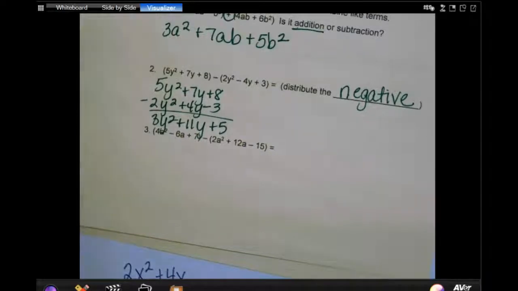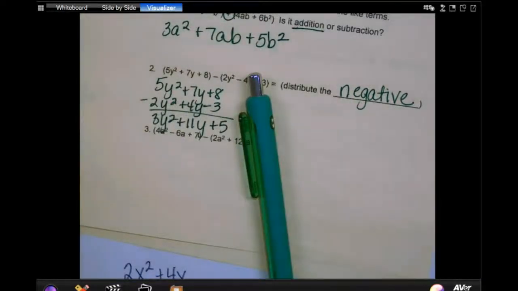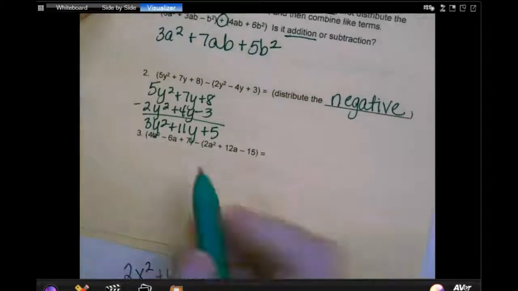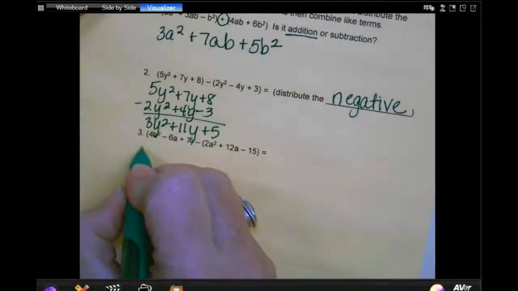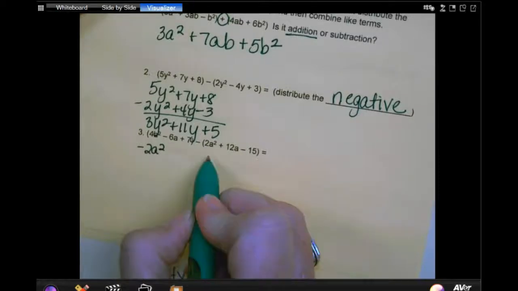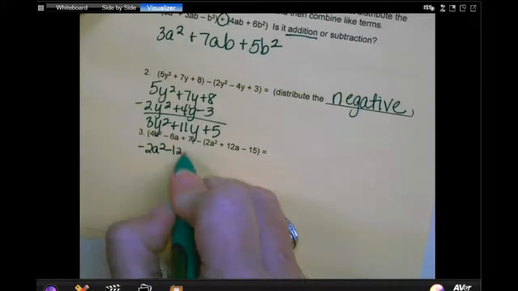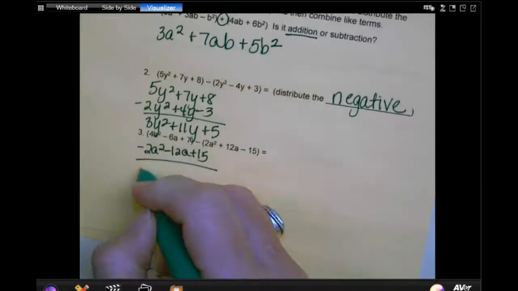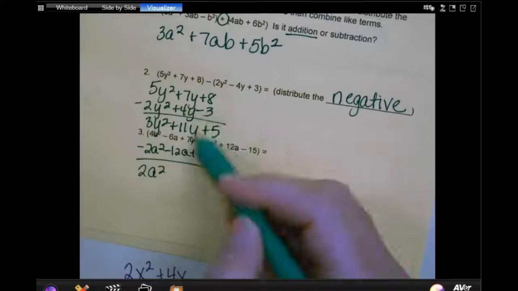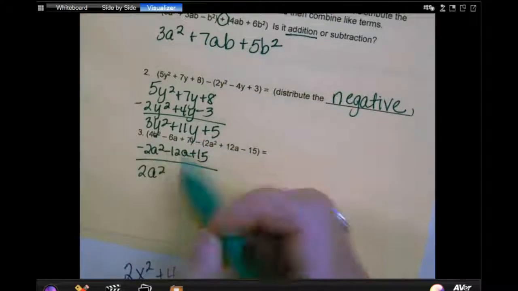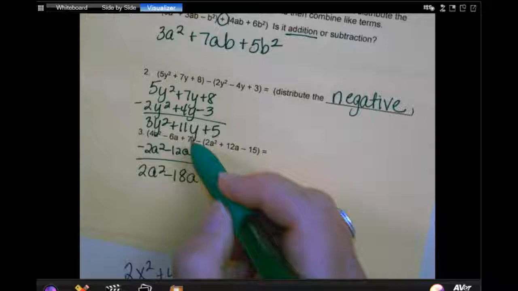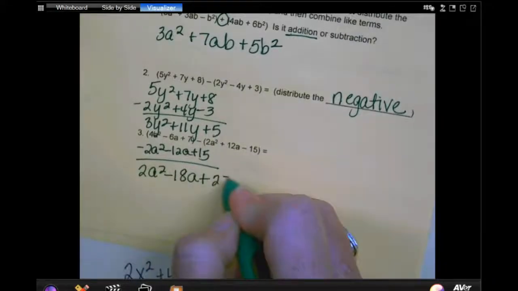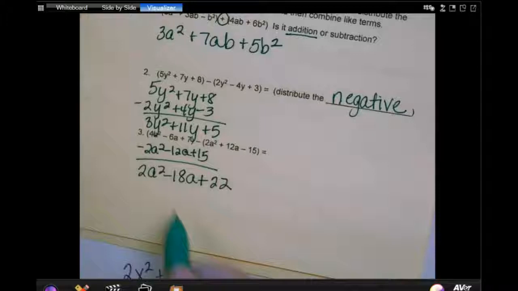Okay, so you all distribute and then come up with an answer. So when I distribute the negative, I get minus 2a squared and then minus 12a and plus 15. So then I get 2a squared, and those of you that were off, negative 6a minus 12a is minus 18a, and then 7 plus 15 gave me 22. So most of you that were off on this, 18a right there. Okay?